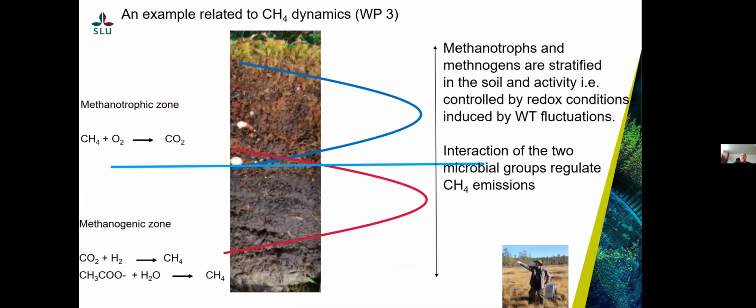I will give you an example related to methane dynamics, which is work package 3, of what we expect to find here. We know from before that methanotrophs and methanogens are quite stratified in the peat profile. At the surface you have the methane oxidizing community, and at the bottom you have the methane producing community. They are usually distributed around an average groundwater table, symbolized by this blue line here. And it's the interaction of these 2 microbial groups and their activity that regulates methane emissions.